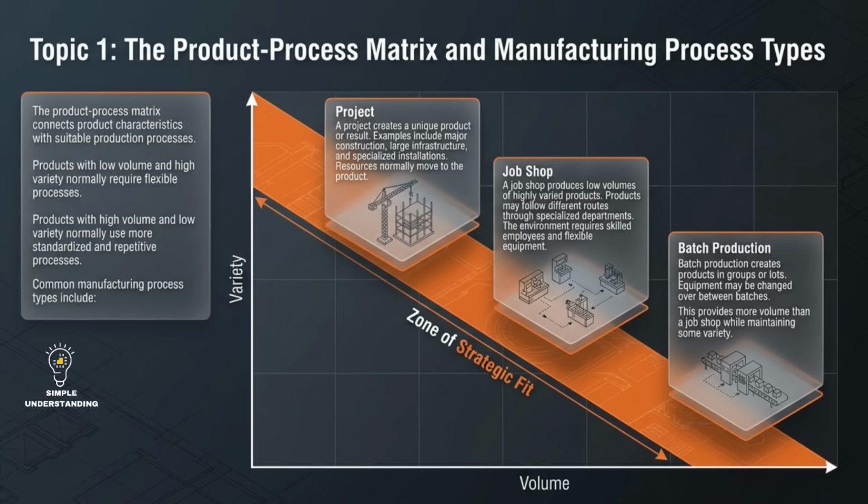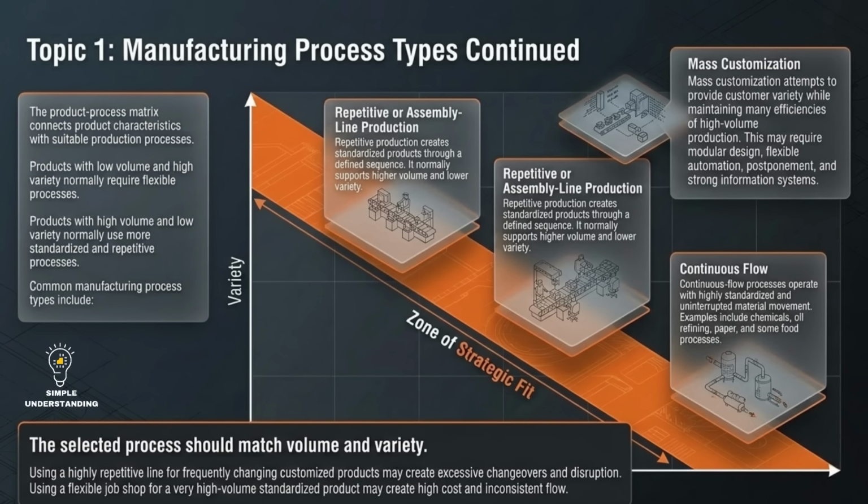Batch production. Batch production creates products in groups or lots. Equipment may be changed over between batches. This provides more volume than a job shop while maintaining some variety. Repetitive or assembly line production. Repetitive production creates standardized products through a defined sequence. It normally supports higher volume and lower variety.